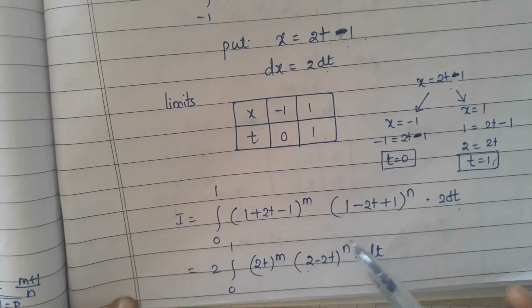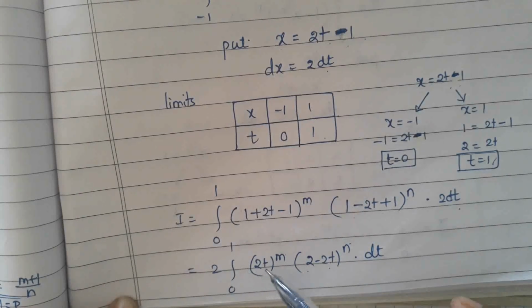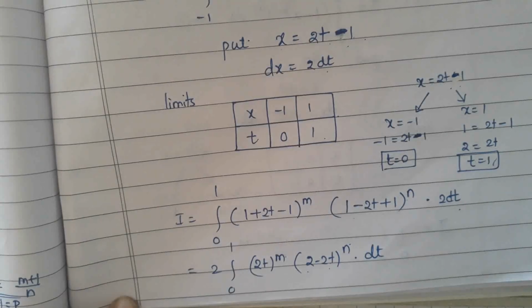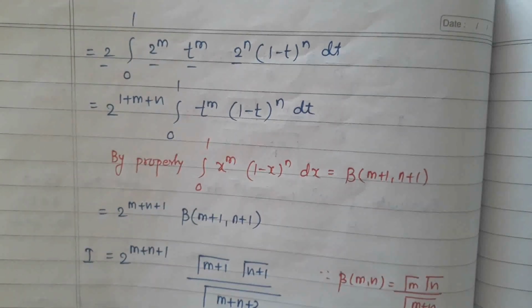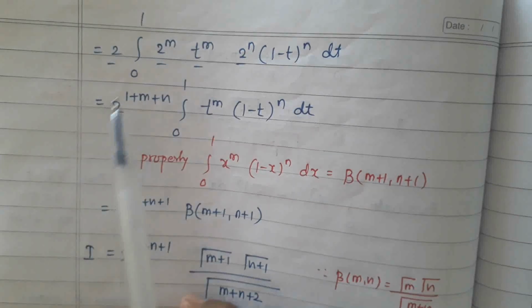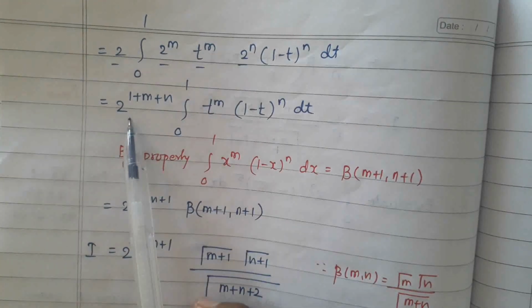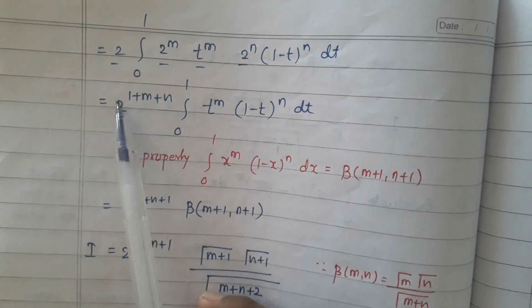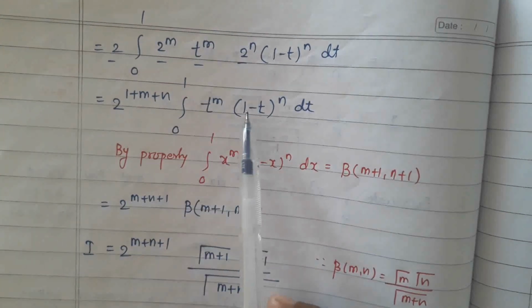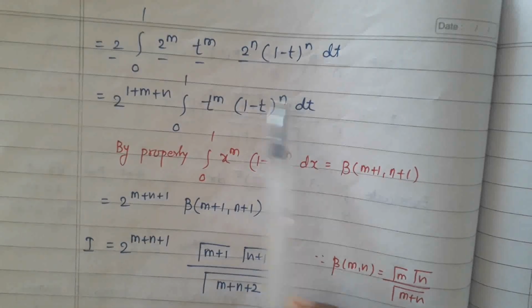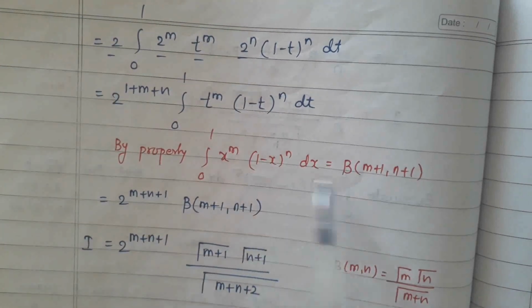Take 2 to the power n outside from this function. Separate the powers, 2 raised to m, t raised to m, and finally add the powers of 2 and write this integral in the form of beta function. By taking the powers of 2 outside, 2 raised to m, 2 raised to n, the sum of the powers of 2 is 2 raised to m plus n plus 1. This t raised to m, (1 minus t) raised to n dt. This is the definition of beta function.